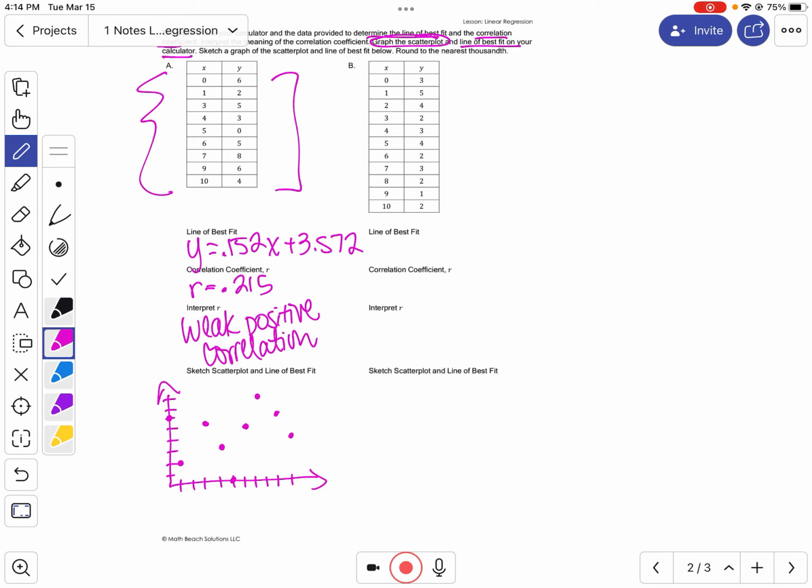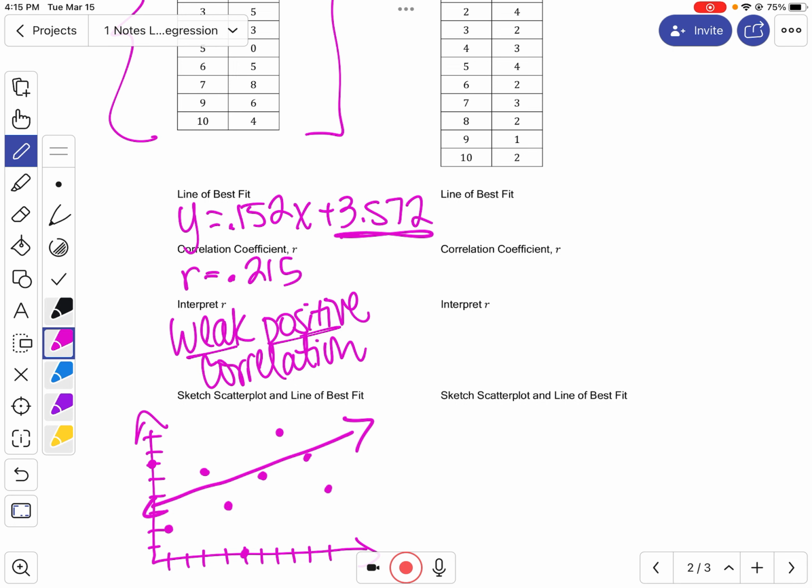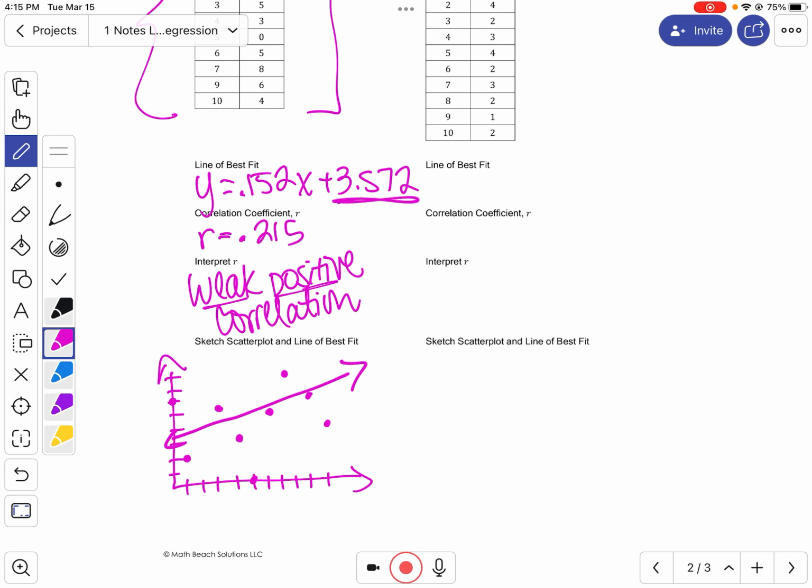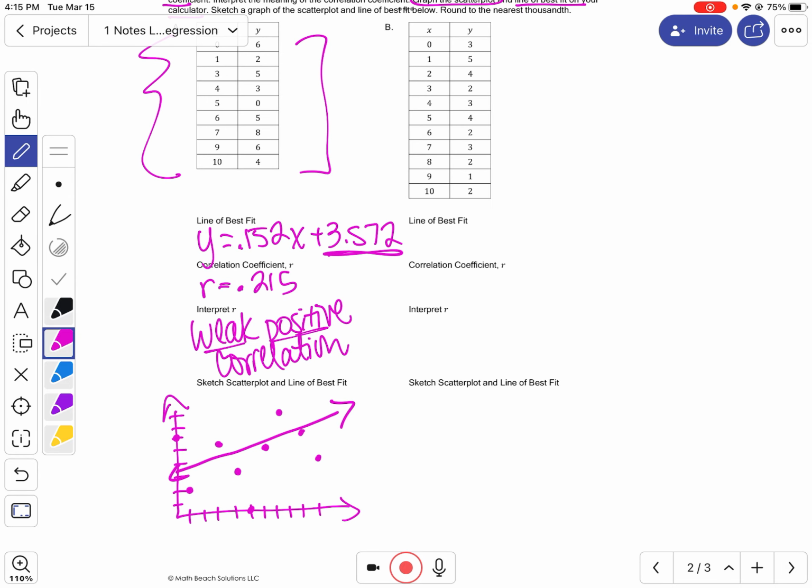So those are our points, and if you look at your graph, we're kind of sketching it. We know the y-intercept is between 3 and 4. So there's our line of best fit. You're just sketching it to see. So notice that's why it's a weak positive correlation. It's a positive slope, and it's weak because the line isn't going through many of your points there.